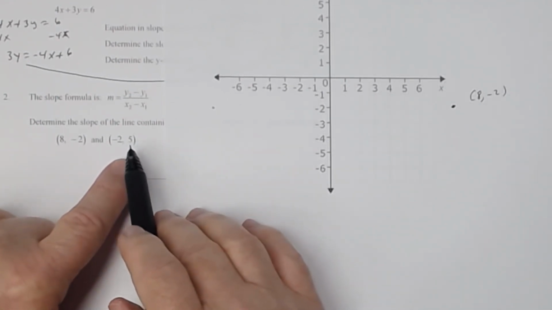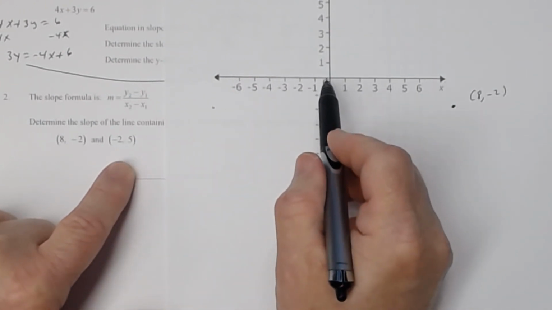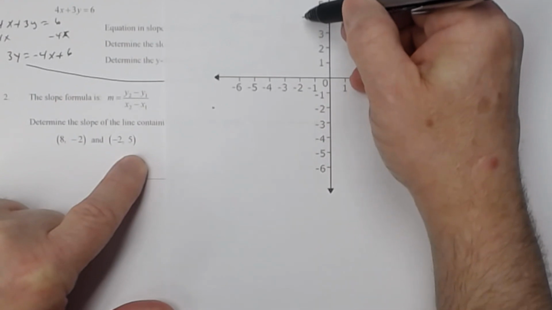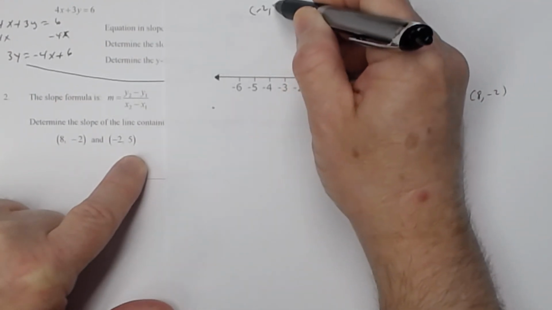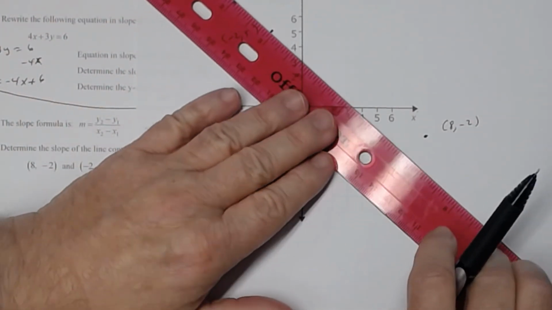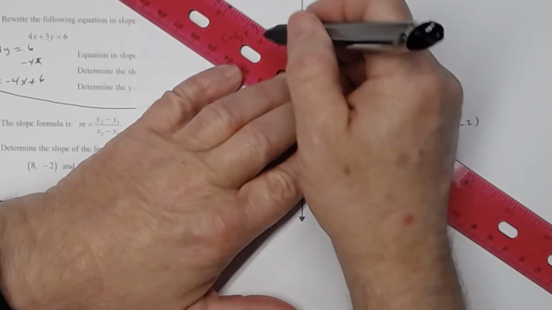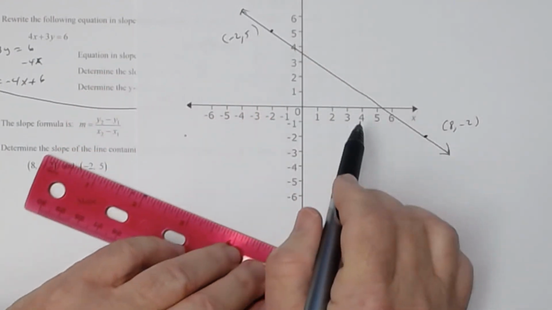The other point, (-2, 5), so I'm going to go to the left 2 because x is negative. So that's right here. And then up 5, so that will be about here. Okay, so (-2, 5). And then if I draw that line like this, I want to find the slope of that line.